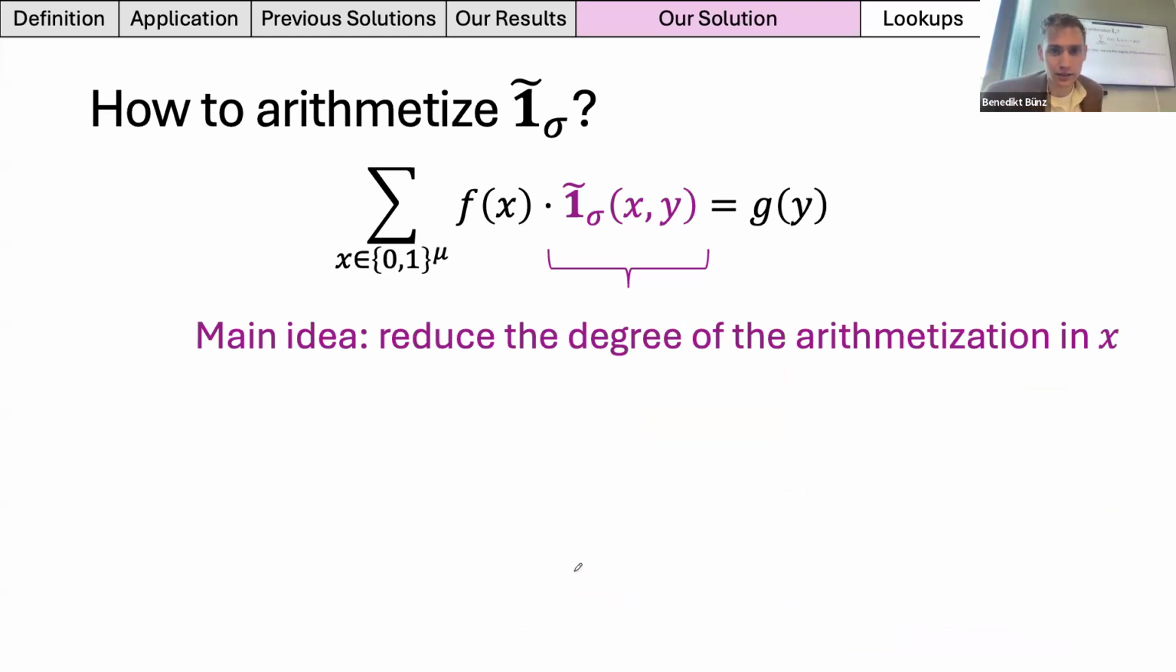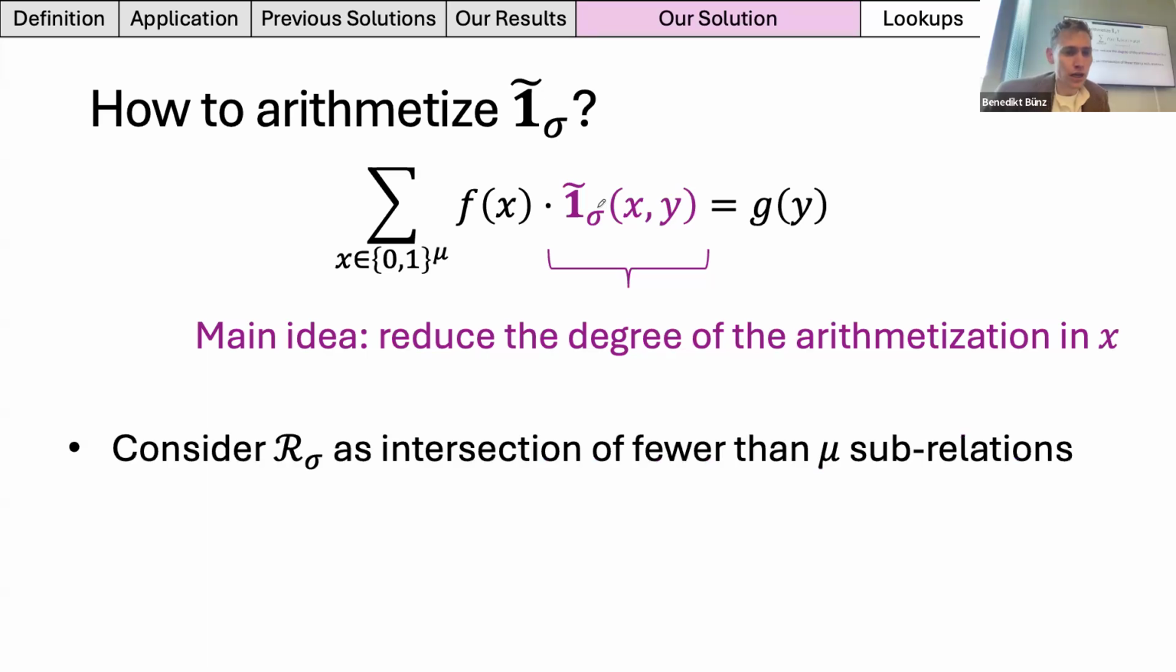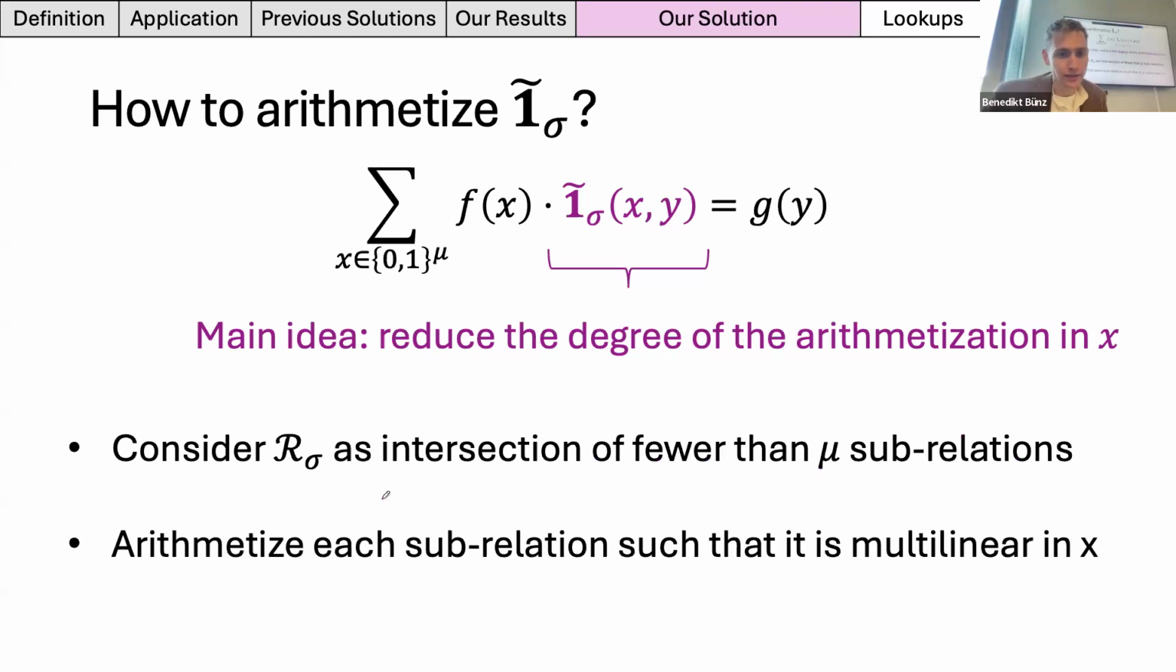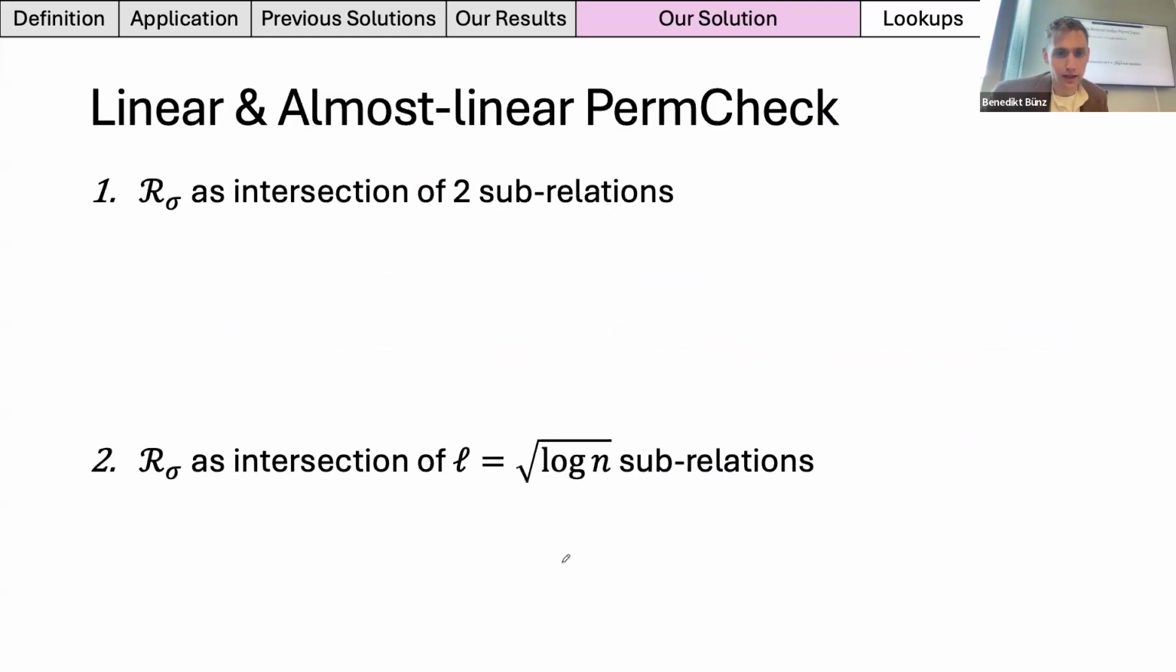So our main idea is to reduce the degree of the arithmetization. Like in HyperPlonk, we're doing a sum check of degree mu, and that's where a lot of the costs came in. So we want to reduce the degree of the arithmetization to something lower than mu. So the idea was, can we consider our sigma as an intersection of fewer than mu subrelations, and arithmetize each subrelation such that it's multilinear.